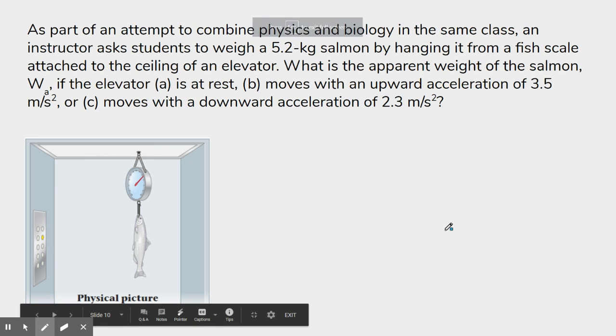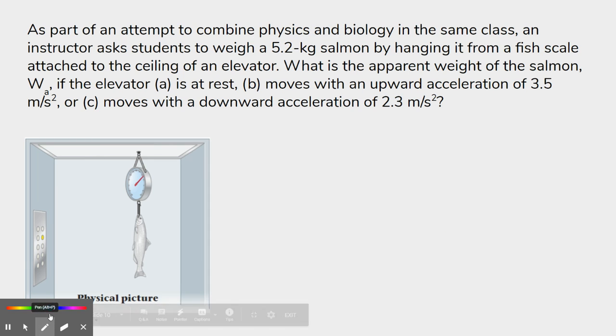Let's take a look at the last two problems. So we see that in this problem, we have a fish hanging from a scale, and that scale is in an elevator. And we want to find the apparent weight of this salmon when the elevator is at rest, when it moves upward, and when it moves downward.